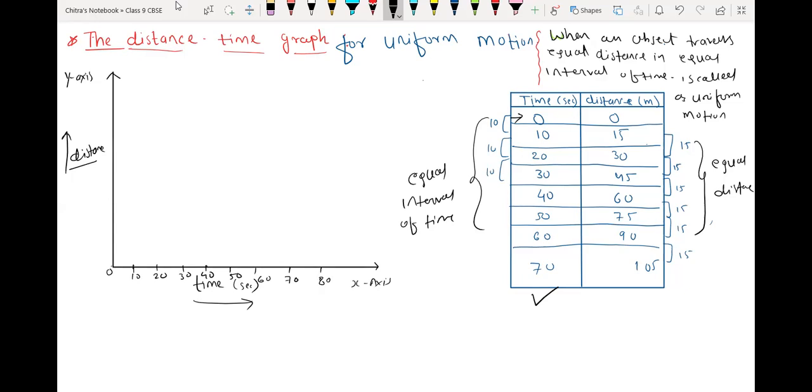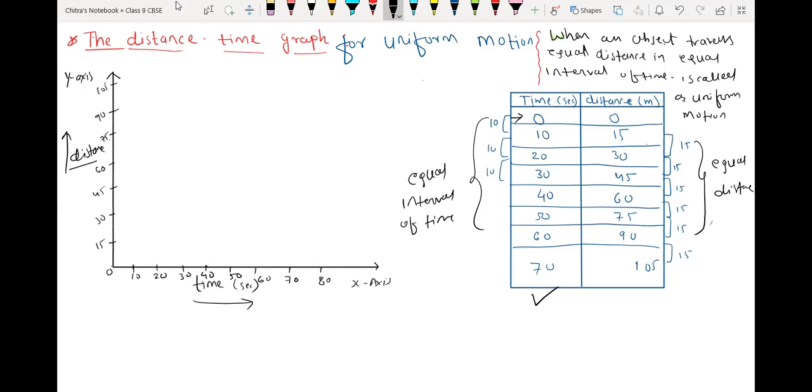Okay, and on the y-axis I am taking distance, and I am taking a difference of 15 units. So here we have 0. Here I am taking 15. Here 30. Here 45. Here 60. Here 75. Here I am taking 90 and here 105.